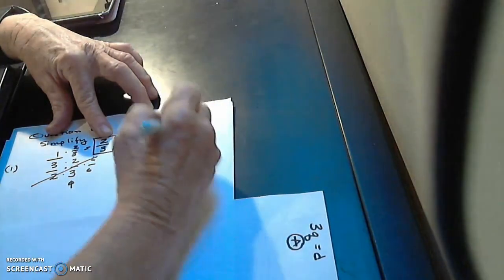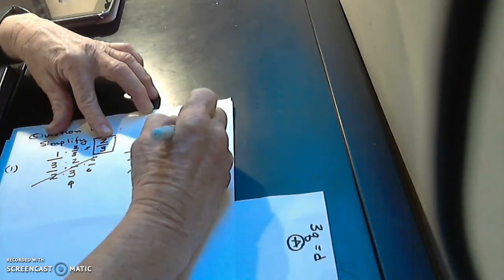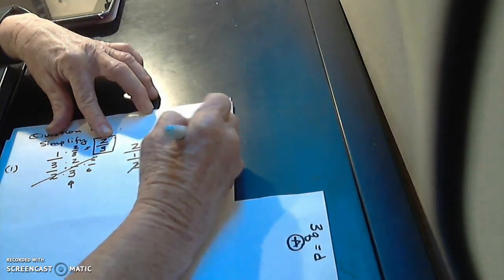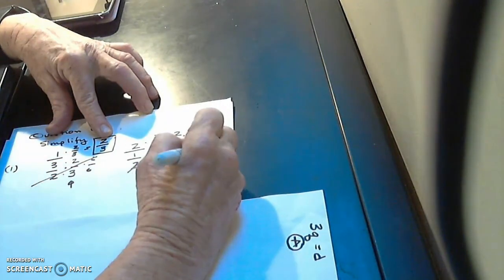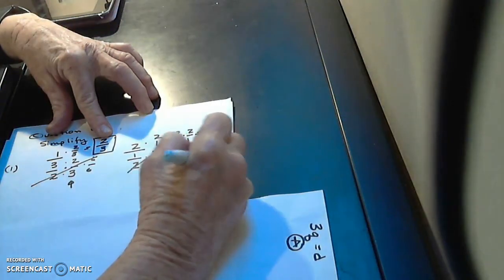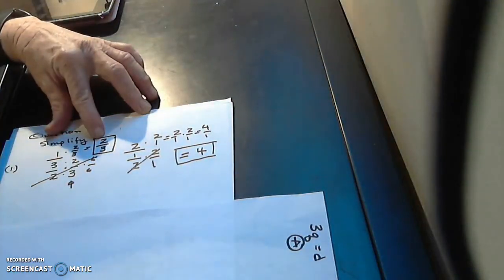So I'm going to multiply the top by 2 over 1. So if you want to rewrite this, 2 over 1 times 2 over 1 is equal to 4 over 1, or simplified is simply 4. So that is the simplification of the second mixture.